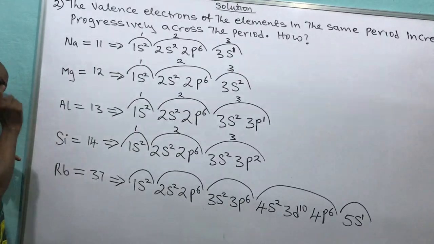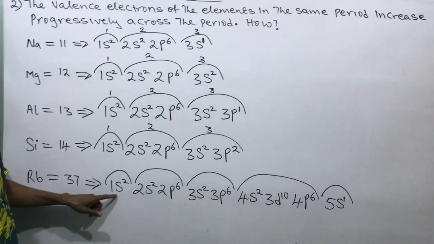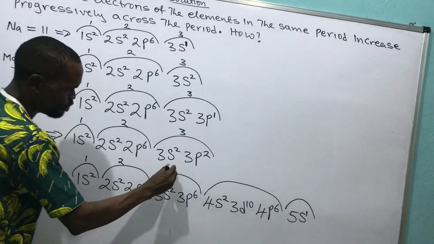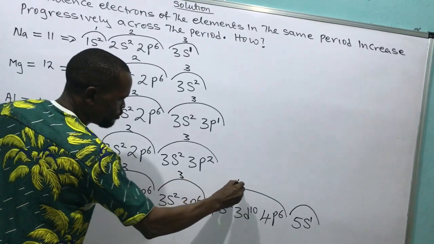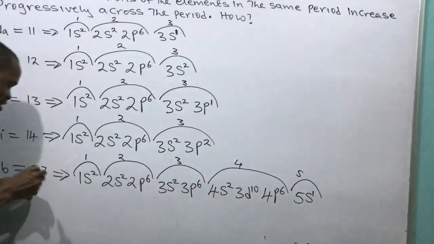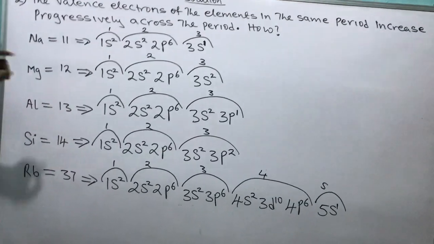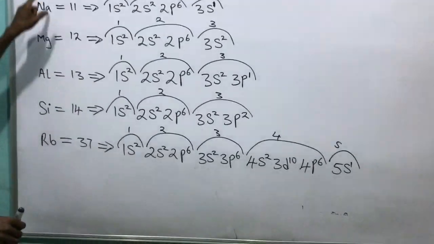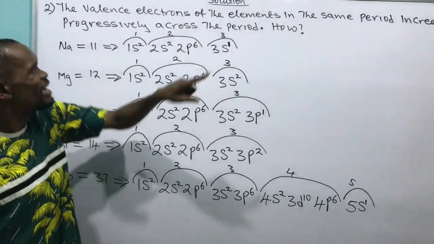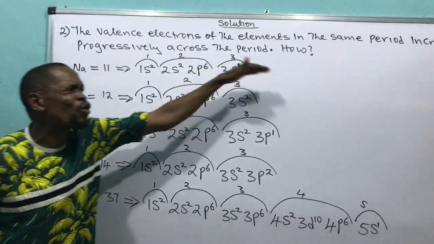Then now, look at rubidium. We say 37, and you see the electron configuration is 6. And you look at this period 1, period 2, and period 3. And this is period 4 and 5. You see how it's increasing progressively across the period. So the second characteristic of the periodic table is that the valency electron of the elements in the same period increases progressively across the period.